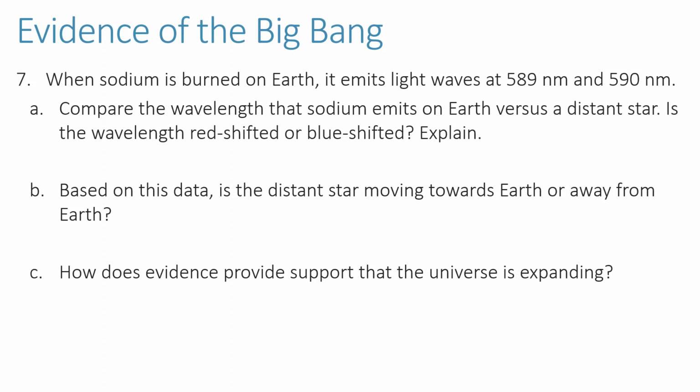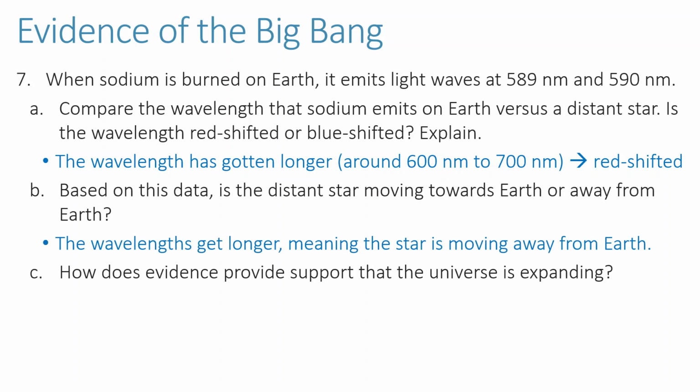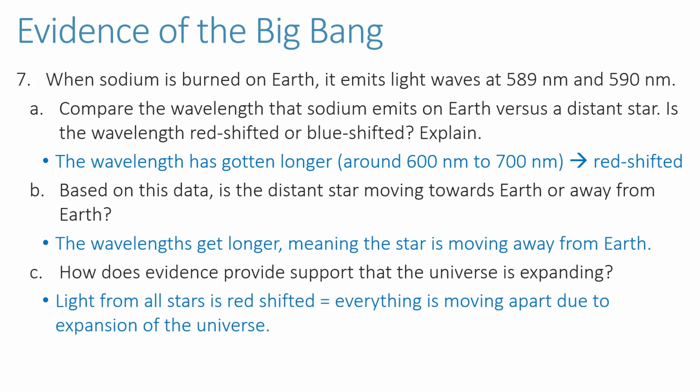So compare the wavelength that sodium emits on Earth versus a distant star. Is the wavelength red shifted or blue shifted? We saw that the wavelength got longer, from around 600 nanometers to around 700 nanometers. So we would call this a red shift. Now, based on the data, this distant star must be moving away from us because its light is red shifted. So how does this support the idea that the universe is expanding?